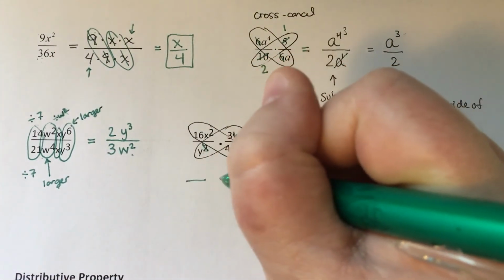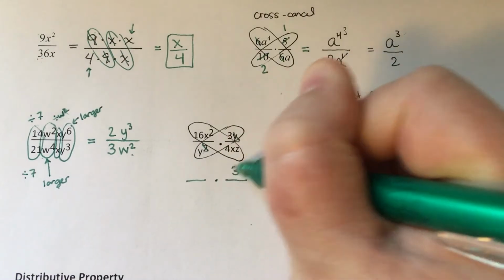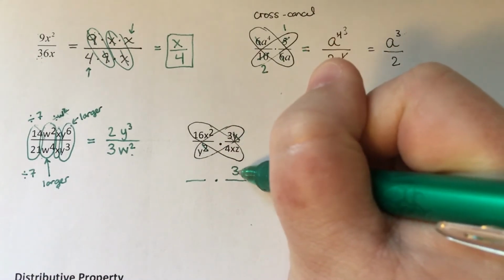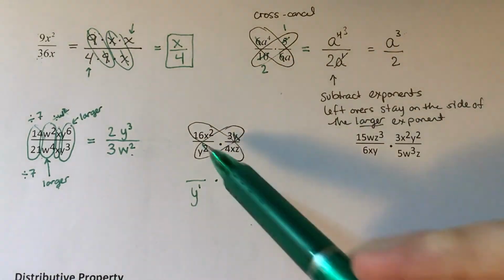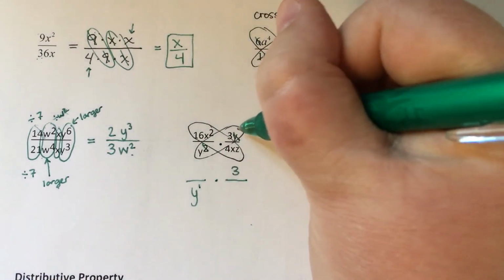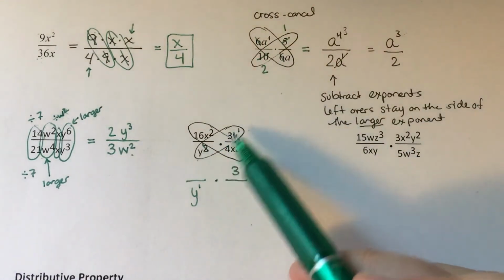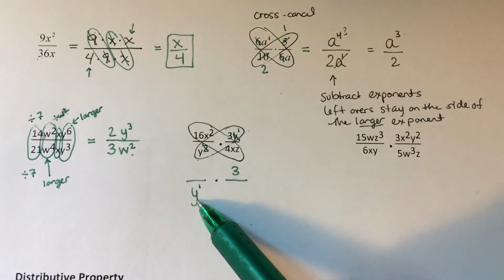So that means I'm going to rewrite this. On the top of this fraction, there's just going to be a 3 left. On the bottom of this, there's just one y to the first, because we had y squared and y to the first, so there's one leftover y, and it goes on the side with the larger exponent.